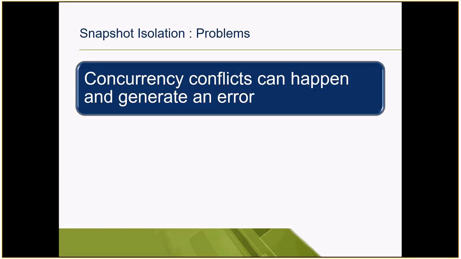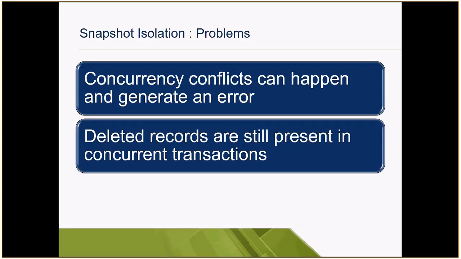What kind of problems can we get using snapshot isolation level? Concurrency conflicts can happen and can generate an error. Our application will need to deal with this kind of error. But as I explained, if our business rules avoid concurrency, we will not have many problems with this. The deleted records are still present in the concurrent transactions. If a record is deleted in one transaction, the other transactions running at the same time will still see that record.